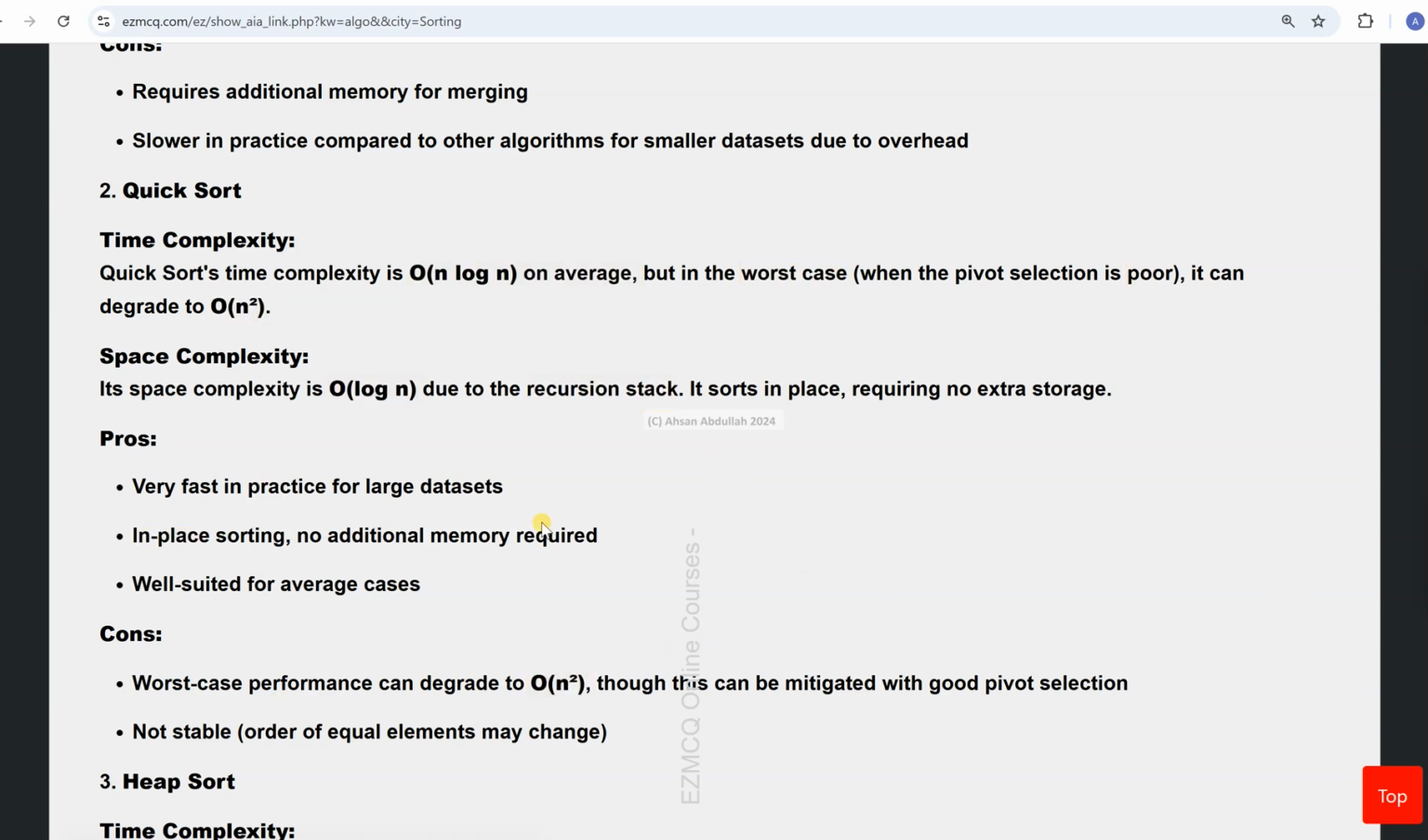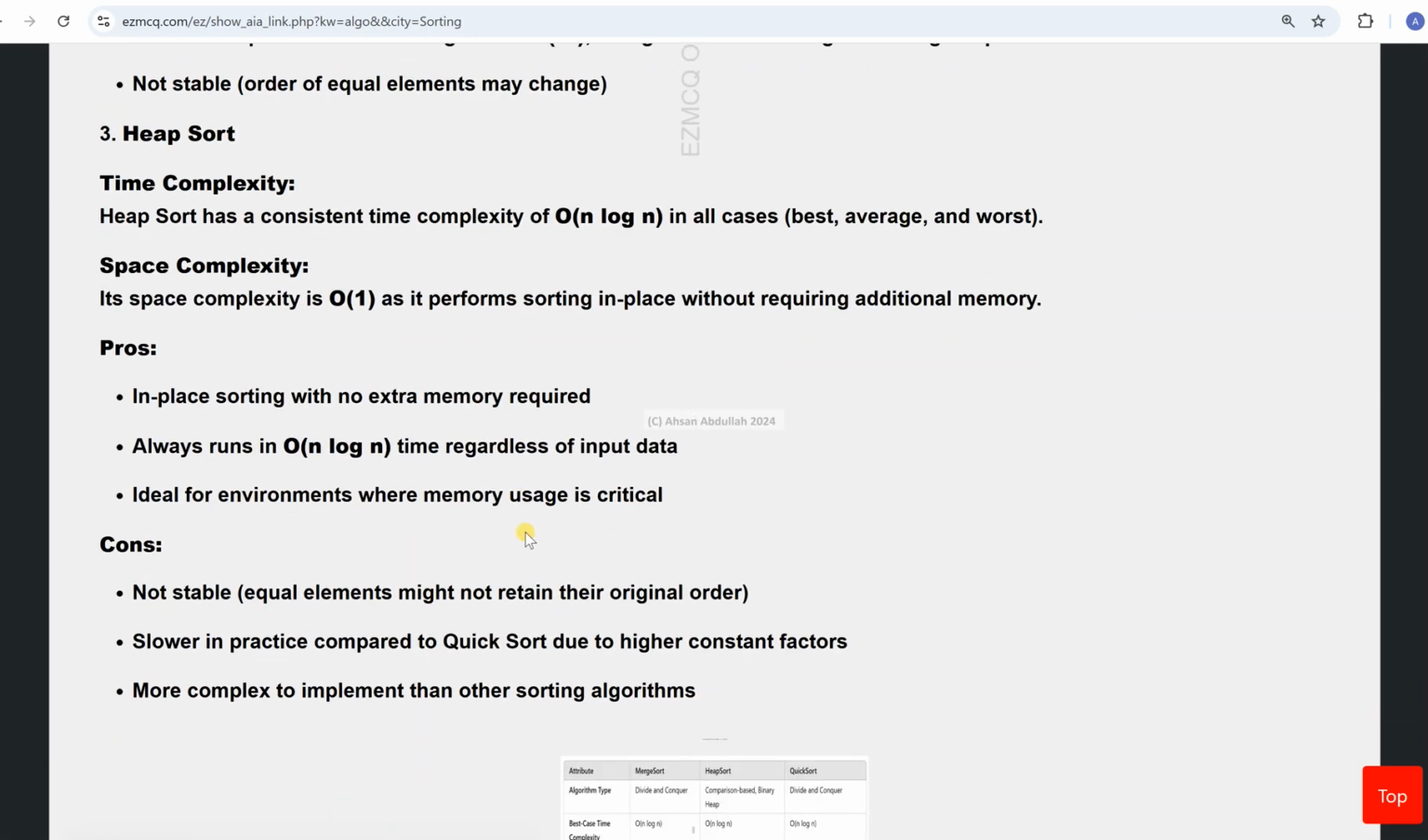All right, so let's move on to heap sort. In heap sort, the time complexity is order n log n. And the space complexity, meaning in addition to the space required to store the data set, is order 1, independent of the size, and this is in place sorting. So there's no extra memory. This is good. It is always order n log n time, so there is no issue of n square like in quicksort, and it is ideal for environments where memory usage is critical.